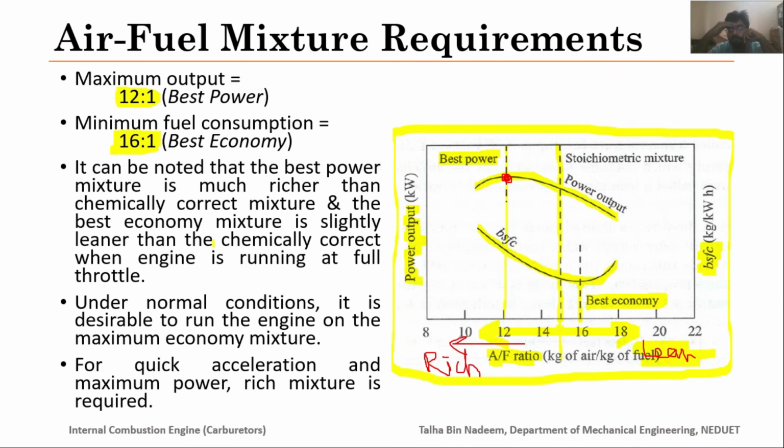Simply, when you require high power, best power, which is in the case of when you are accelerating your car or you are starting your car from idling condition, you need a high power, so you require a rich air-fuel mixture. And when you are operating your car under the normal condition, you want to spend less fuel, so you operate your engine at the best economy. In this case the best economy is when the air-fuel ratio is 16.